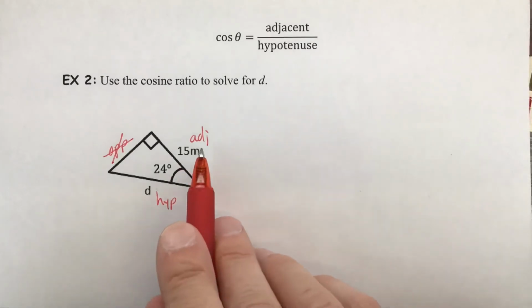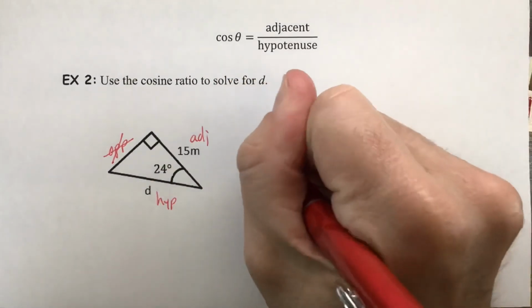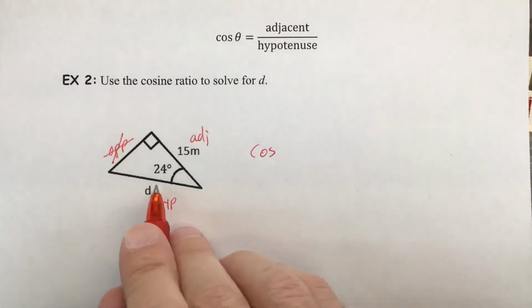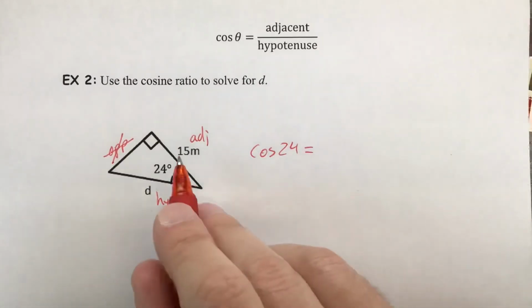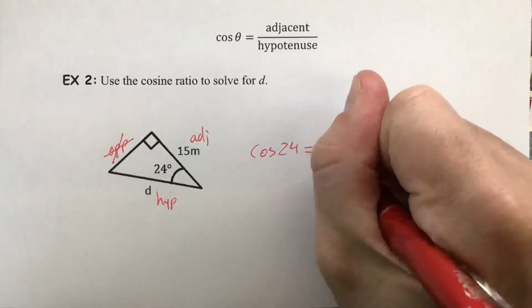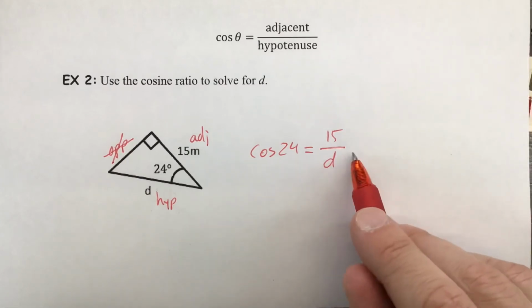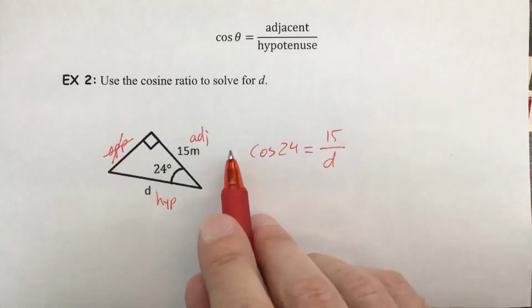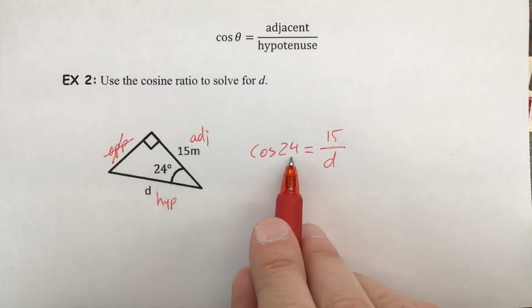All right, so we are going to be using the adjacent to find the hypotenuse, and that's what cosine can be used for. So the cosine of our angle, which is going to be the 24, we'll set that equal to the adjacent side, which is 15, divided by our hypotenuse, which is the d. This is that different case where your variable is in the denominator. You can solve this in two steps. First, you can multiply both sides by d, and it'll cancel here. The d shows up over here, but then you would have to divide by cosine 24 to get the d by itself.